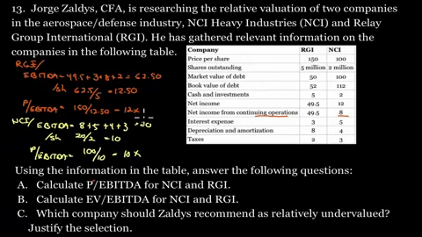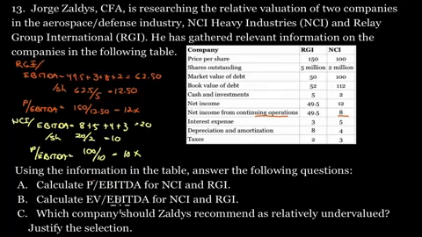Remember, we want to buy stuff as cheaply as possible, right? So how many times EBITDA do you want to pay? 10 times, or would you rather pay 12 times EBITDA? I'd rather pay 10 times EBITDA. So far, just based on this, based on a price to EBITDA, we would say NCI seems to be the more inexpensive one. But let's see what else we have to do.